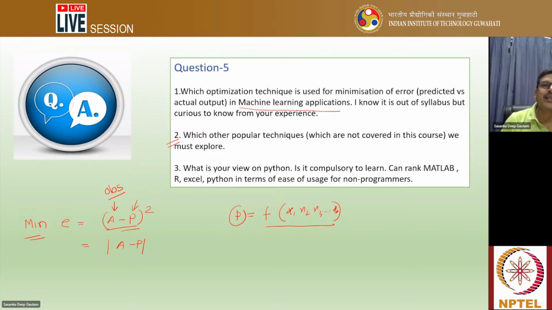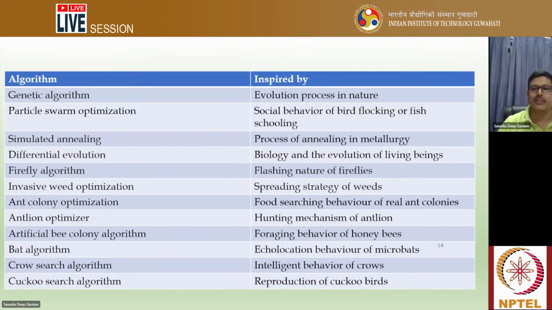The second question is which other popular techniques you must explore. I discussed several algorithms, but I could not discuss all of them. There are other meta-heuristic optimization algorithms that you can explore. Apart from that, in this course I didn't discuss some of the classical optimization techniques, specifically the quasi-Newton methods, so you may also explore those.